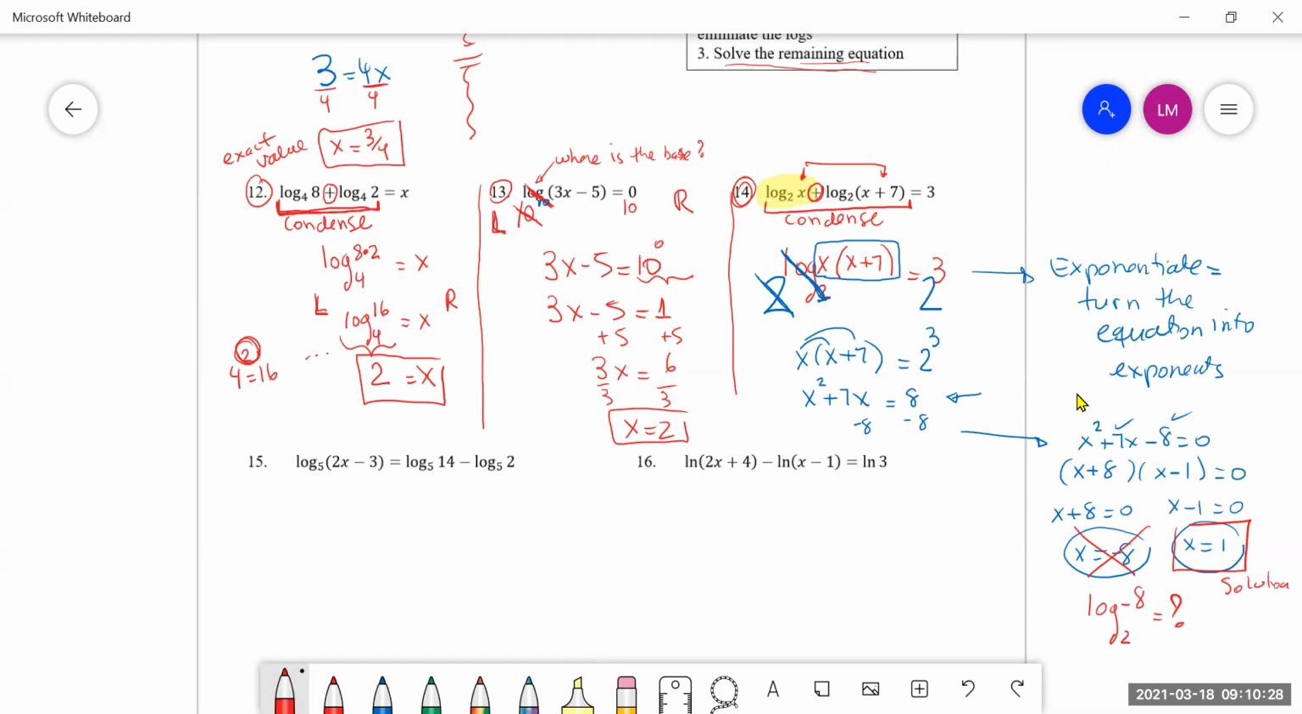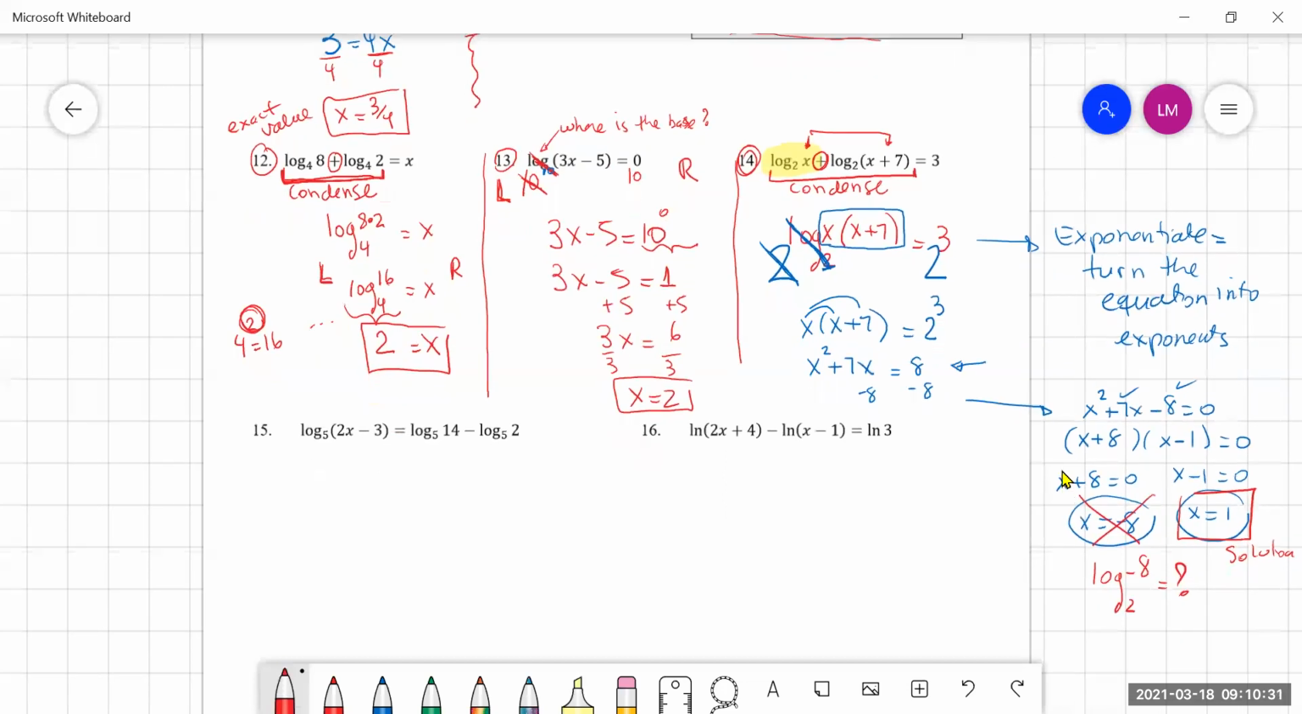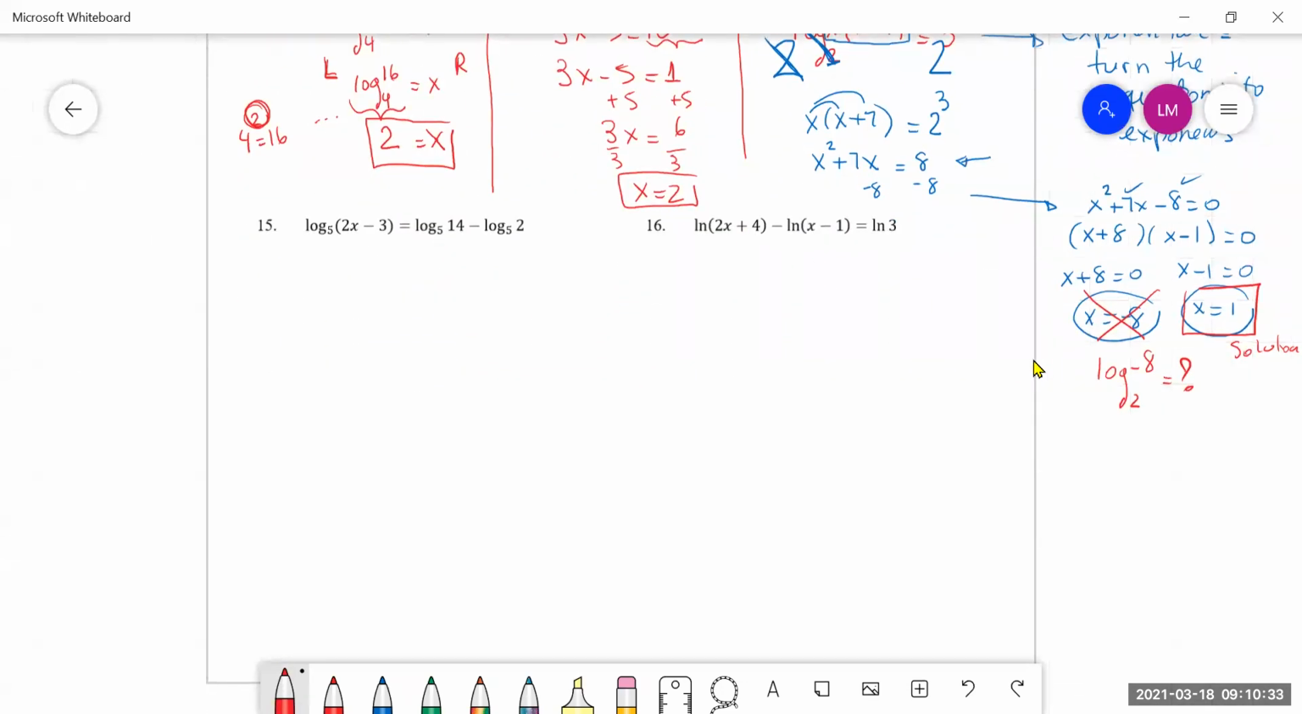Okay. So I would like for you to try number 15. I'm going to get you started, and I would like for you to try. Number 15, I have one logarithm on the left, which is okay. But on the right, I have 2 logs. I'm going to have to condense this side first. So let's condense the right side, not the left.